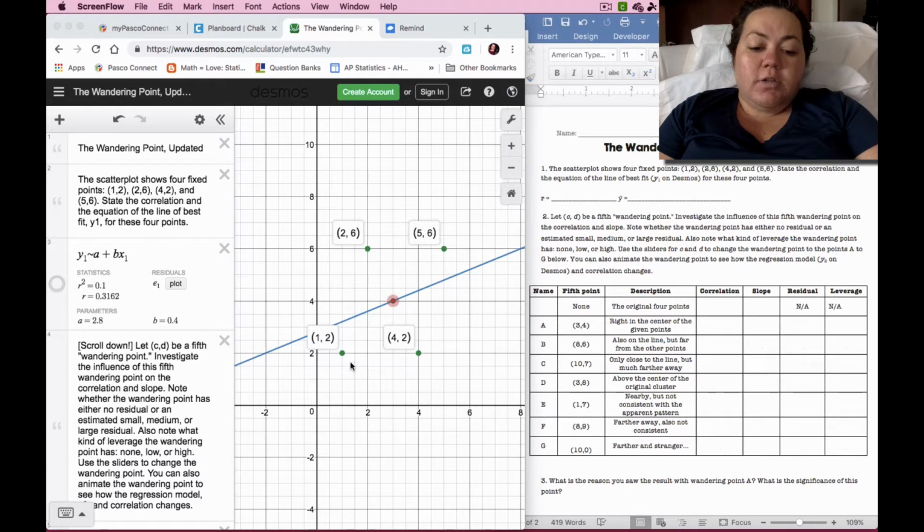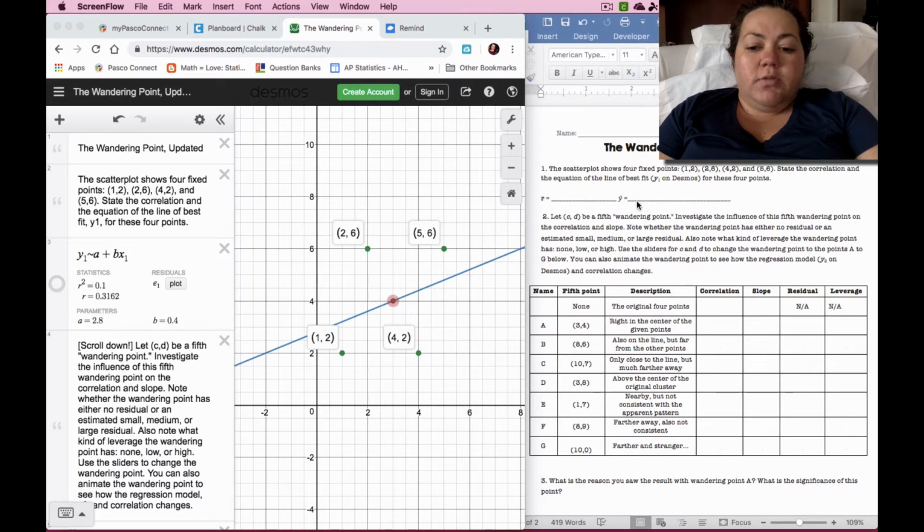So today in class, you're supposed to work on this activity, and I know some of you had some trouble. You started with 4 points: (1, 2), (2, 6), (4, 2), and (5, 6). Then Desmos gave you the equation of the least squares regression line, that was y1. R and r squared were given to you. R was 0.3162, so the correlation here was 0.3162. So there was a pretty weak correlation.